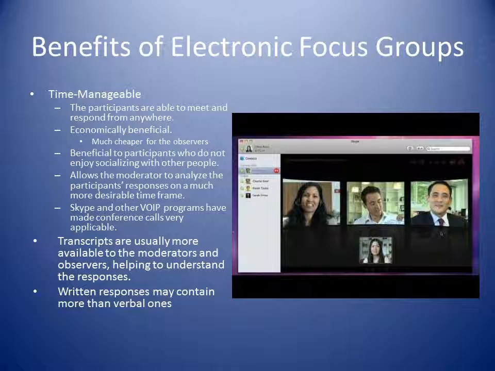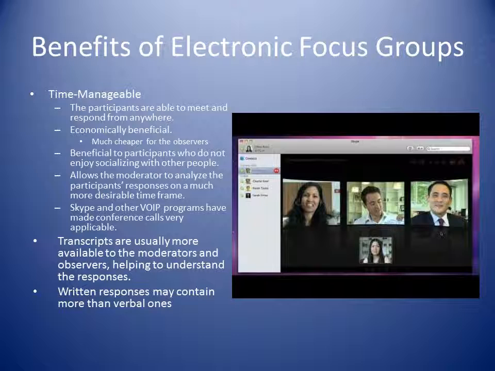Now, Sweet notes that there are benefits to electronic focus groups almost everywhere, primarily being that they are time manageable, where the participants are able to meet and respond from anywhere. They're also economically beneficial to almost every party in the experiment, as it is much cheaper, both in terms of time and money, for the participant and the moderator to meet online, as opposed to having to take time out of the schedule the individual has and to meet in a certain location and discuss for an hour how they feel about a certain subject.